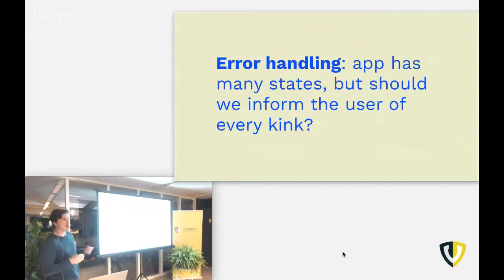But should we inform the user of every kink? Are you going to show a little snack bar? That's what it's called in Google Material Design. These little things that go like this. It's a snack bar. Nobody knows why. And should you say, oh, the thing that you just tried to do sort of partially failed, but I'm going to try to do it again anyway? And will the user be very happy with these kinds of messages?